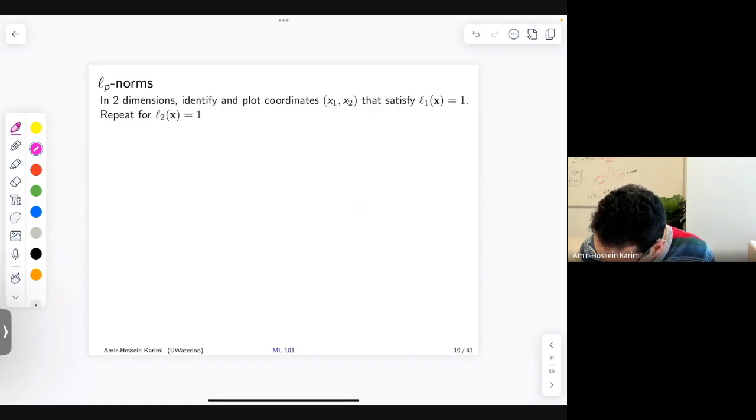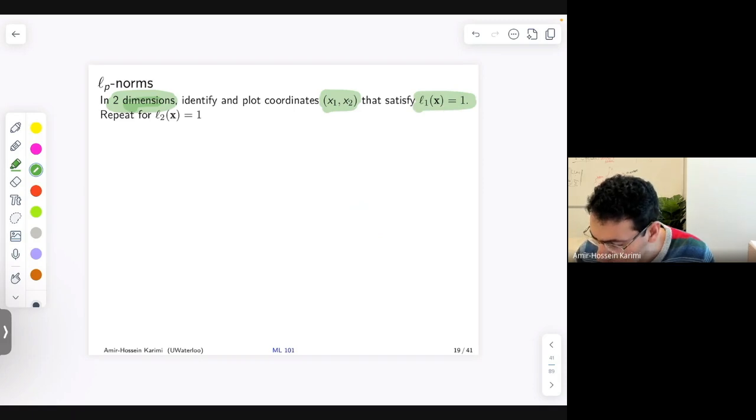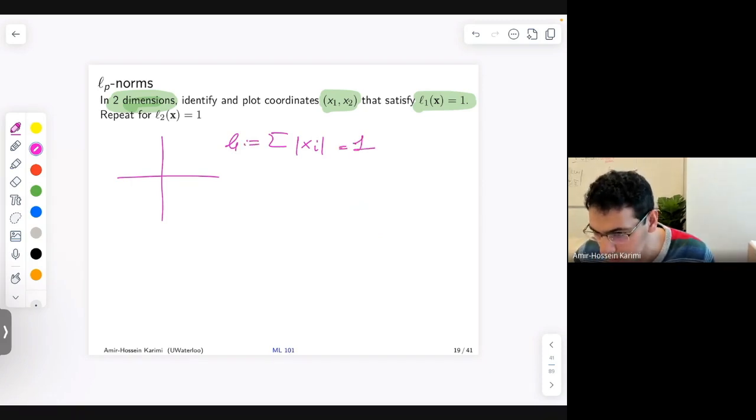Okay, good. So let's gain some visual intuition of Lp norms. We're going to say in 2 dimensions, we want to identify and plot coordinates x1 and x2 that satisfy the constraint L1 is equal to 1. Let's start with the easy cases. L1, what was it again? It was just the sum over absolute values of my dimensions, right? That would be the definition of L1. And I want to set this equal to 1.